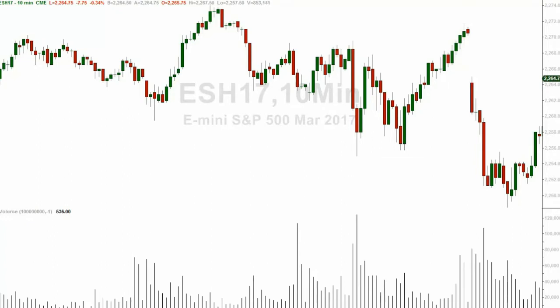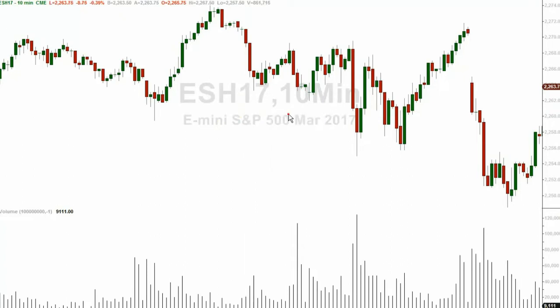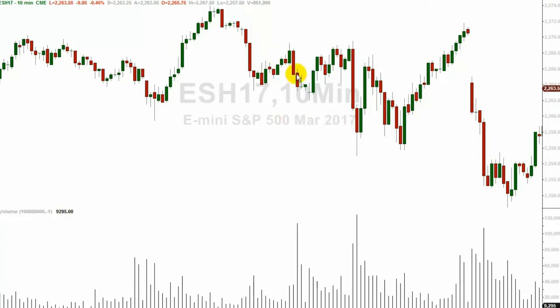But as an example, here is an inside bar pattern that I'm referencing. And if you look at this candle here in the middle, you'll notice that as price moved sideways to higher, we never closed above the high of this candle, which happens to be 2269.25. We made a high in this candle of 2269.25 and then backed off.